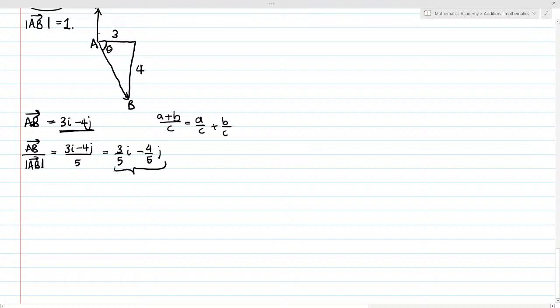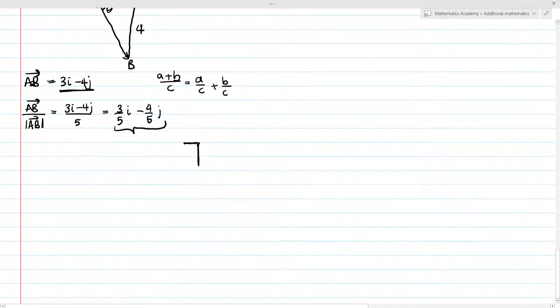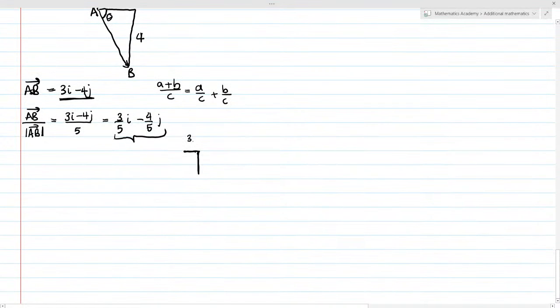Now, how does this only give us the direction and not the magnitude? Well, here's how. If I tell you that it's traveling 3/5 units to the right and then 4/5 units down, that's slightly complicated to understand, but it's just 3/5 and 4/5.